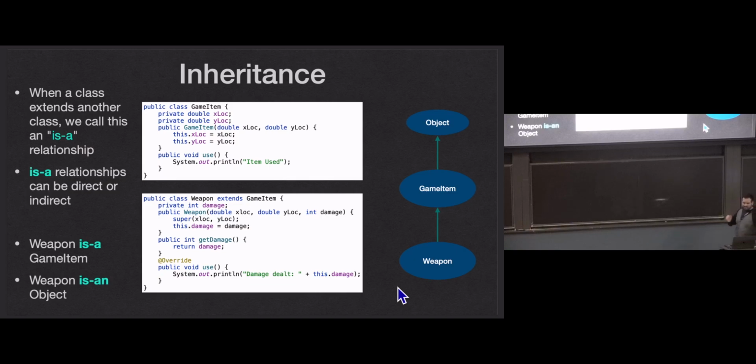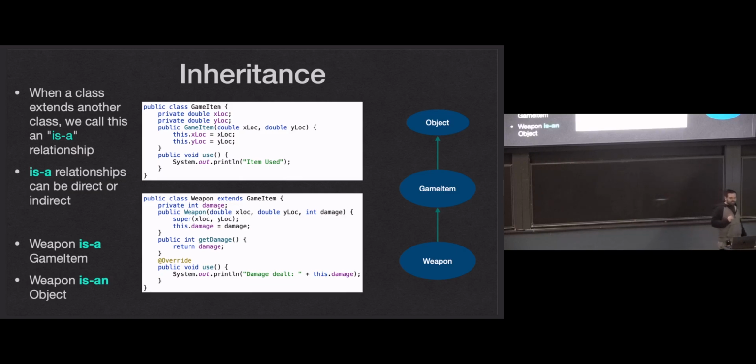But the is-a relationship: a weapon, if it extends or inherits from another class, we say that it is that class. In a very real sense, a weapon is a game item. If I have a weapon in this game that we're building, I would say that that weapon is a game item, and that weapon also is an object. It really is those things. So it has three different things that it is.